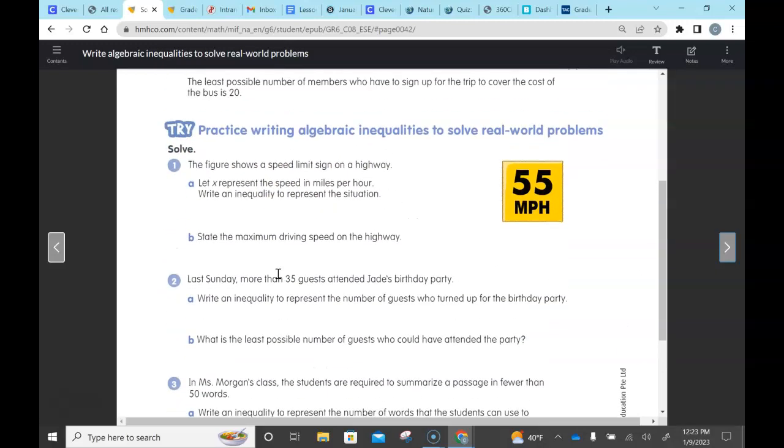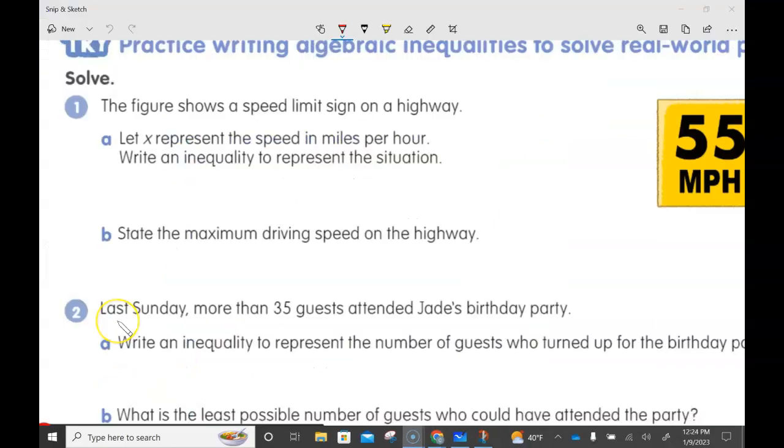Now we're going to do a couple of these together. So let's take a look at number 1 on page 94. It says the figure shows a speed limit sign on a highway, so we can see 55 miles per hour. So it says let X represent the speed in miles per hour. So how this would be represented as an inequality, it would be X is going to be less than or equal to 55.